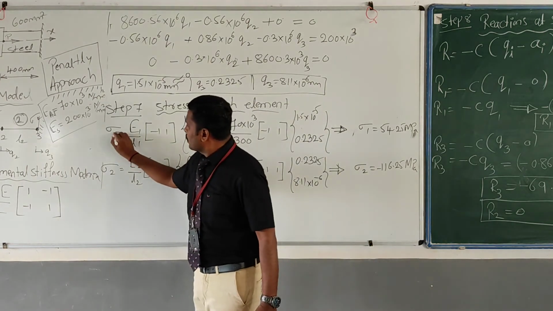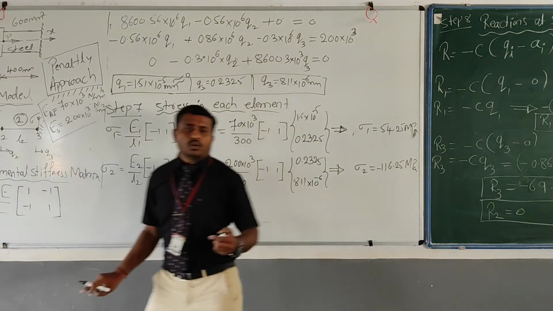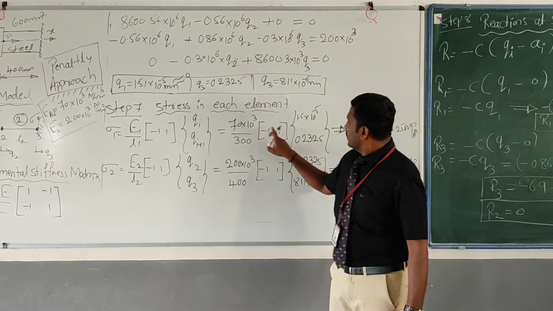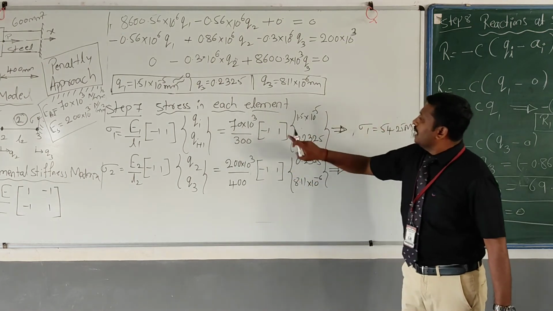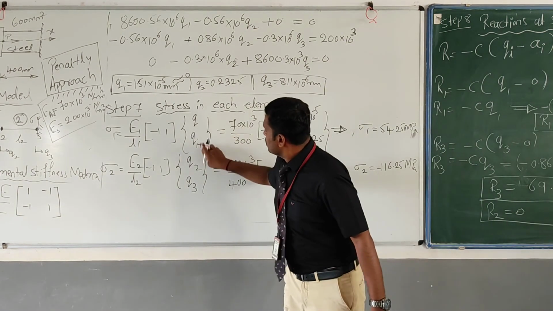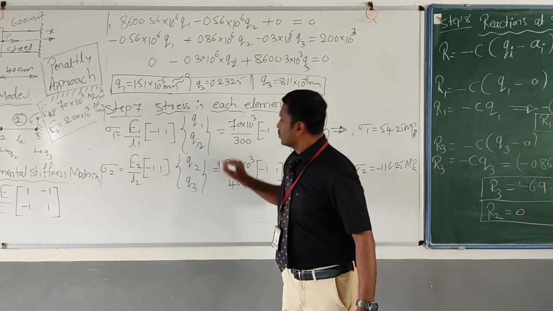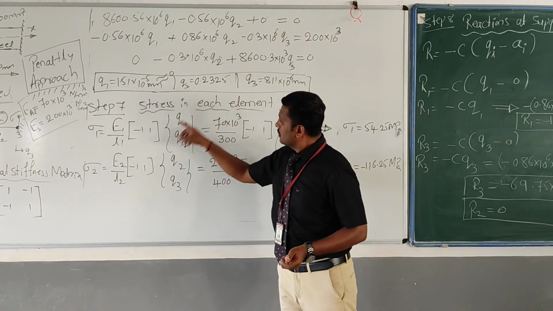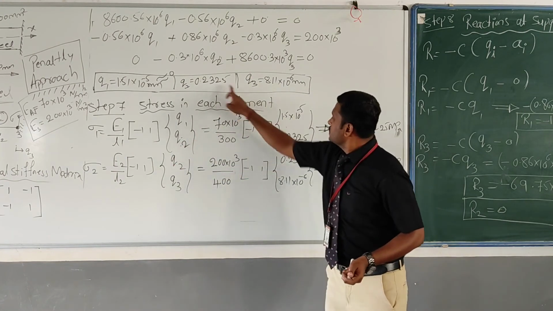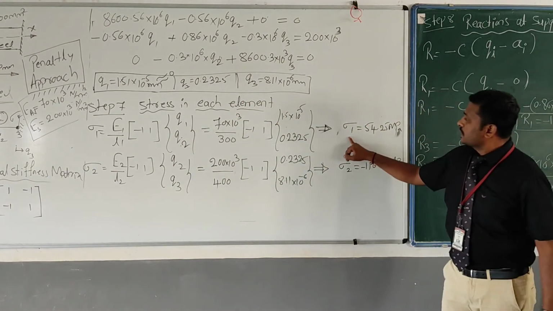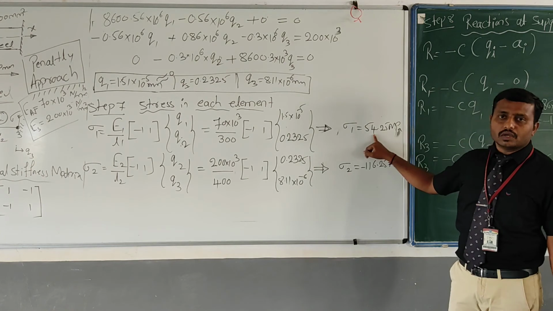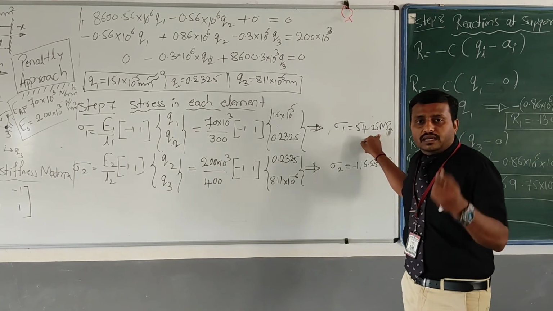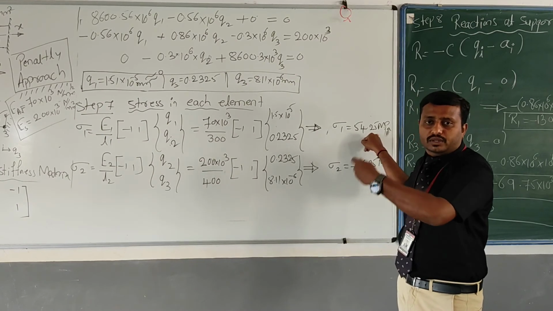This is for element number 1, sigma 1. For element number 1, the nodes are 1 and 2, so it becomes Q1, Q2. I have written that here and entered the values. We have the value of Q1 and the value of Q2; substitute them here and find the value of stress. Sigma 1 we are getting as 54.25. I suggest you check the values I am getting here once again and cross check it.